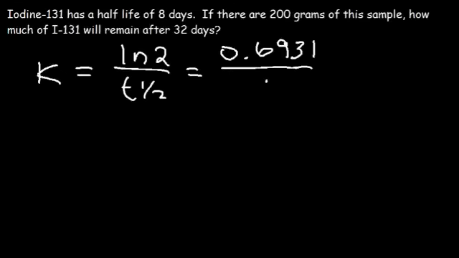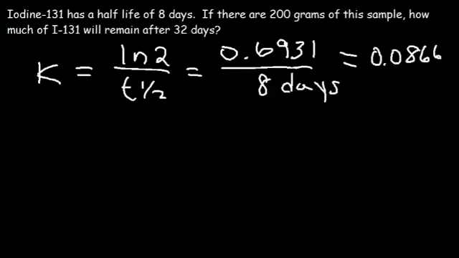Now the half-life is 8 days. So let's divide these two numbers. 0.6931 divided by 8 is equal to 0.08664. Now this is a rounded answer. So our final answer won't be exactly 12.5, but it should be very close to 12.5.